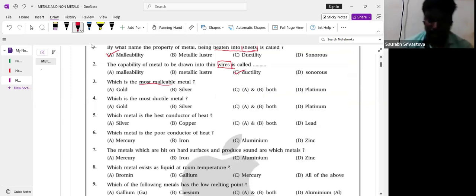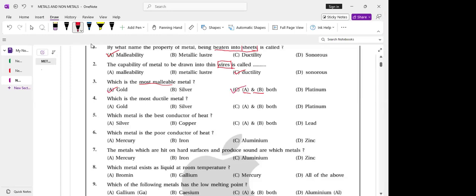And sometimes gold is the highest malleable. Compared to silver, gold is the highest malleable, which is the first level. First level means if they have not given A and B both as answers, and they only gave gold, silver, and platinum or some other element, you have to choose only gold. We should not choose silver. Okay. Here they gave A and B, so that's why we have to select A and B.